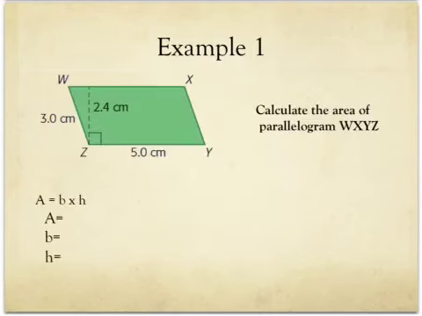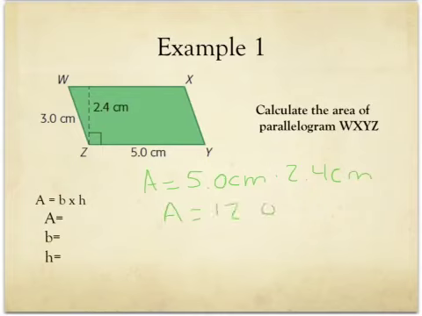This is the first example we're going to be doing as we calculate the area of a parallelogram. When calculating the area of a parallelogram, it's important to identify our base, which is 5 centimeters, and our height, which is 2.4 centimeters. When calculating area, we multiply our base, 5 centimeters, by our height, 2.4 centimeters, which gives us an area equal to 12.0 centimeters squared.